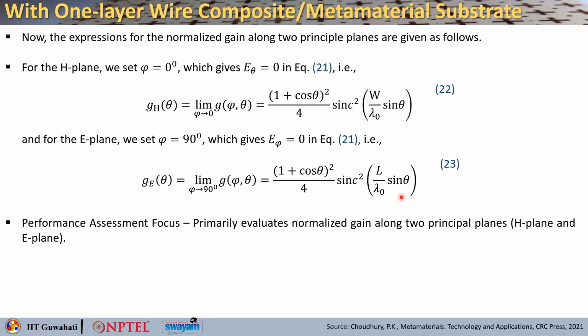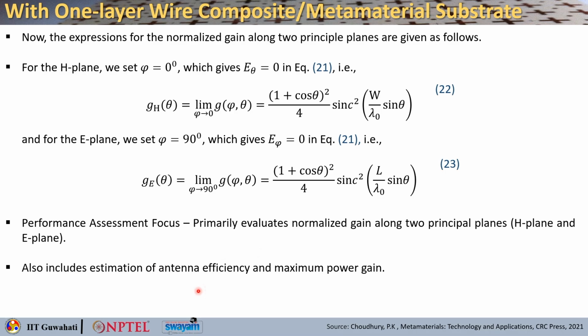Okay. So, the performance assessment will primarily evaluate this normalized gain along the two principal planes, that is H plane and E plane, to assess the overall performance of the antenna. And this also includes the estimation of the antenna efficiency and the maximum power gain. So, now let us look into different design models of microwave antenna.